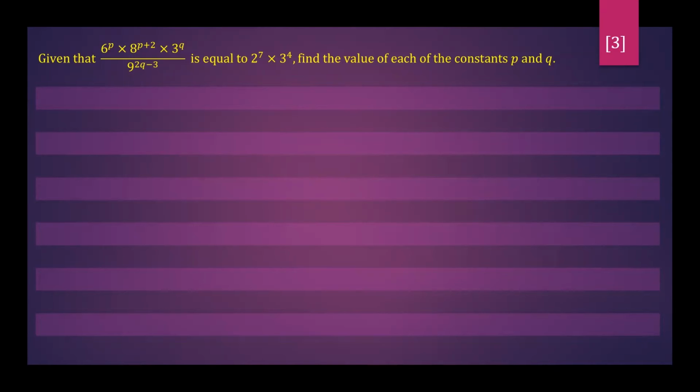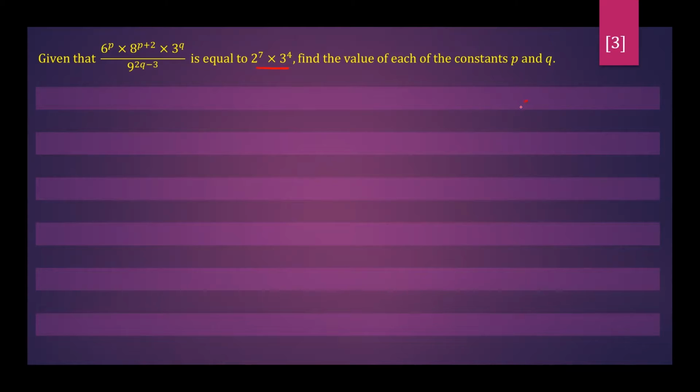In this question, we're given a particular expression, and we're assuming it's equal to 2 to the power 7 times 3 to the power 4. And we want to find the value of each of the constants P and Q. So before we start, we'll write down some useful index laws that we can use to solve the problem.